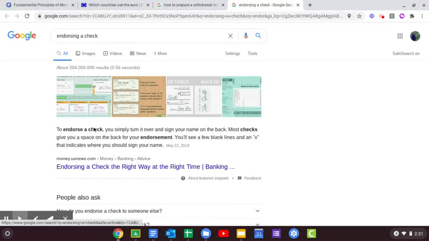To endorse a check, turn it over and sign your name on the back. Most checks give you a space on the back for your endorsement. Yes, you'll see a few blank lines and an X that indicate where you should sign your name. Let's check out some images here and see what we've got.